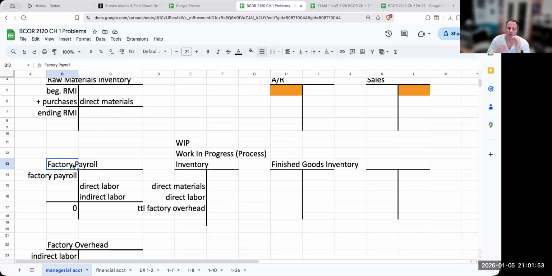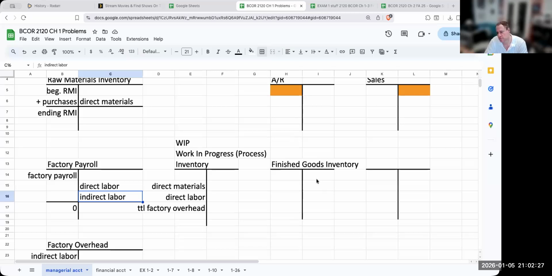Now, for factory payroll, direct materials cannot become a finished product on its own. We do need people, at least for the moment. So we've got over here factory payroll, very much like iRobot. Our total amount of factory payroll is going to have two different components: direct labor, meaning those that are directly working on the product, and indirect labor.